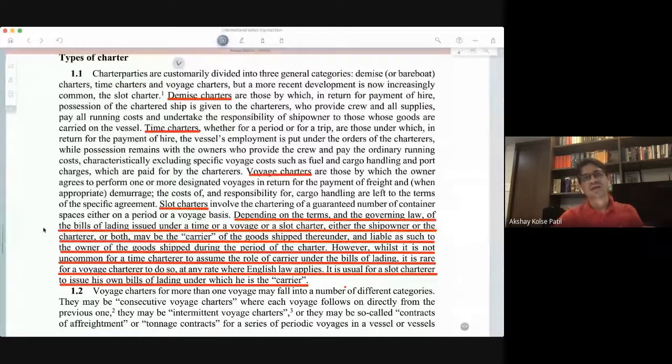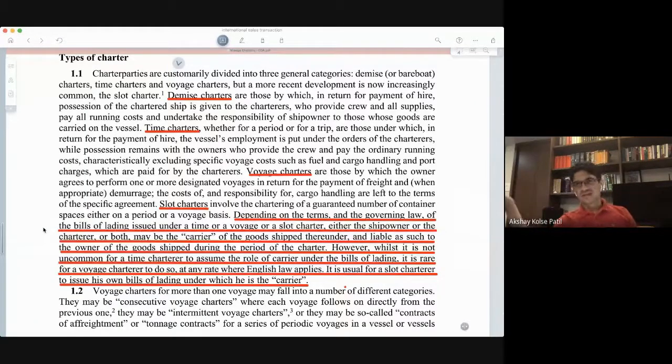And now, if I have taken an entire ship for my own goods, there's no need of a bill of lading to be issued. But a time charterer or a voyage charterer who has taken it for carrying goods of other people, then a bill of lading will be issued for the particular goods that are carried on the vessel.